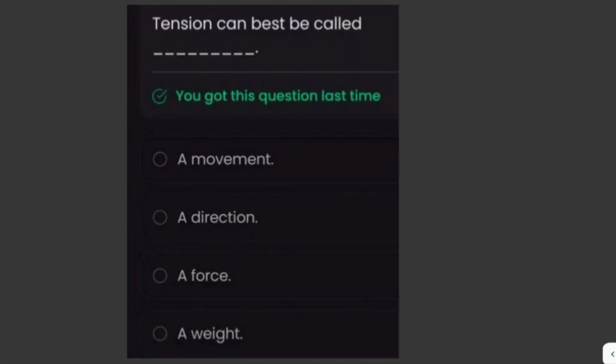Tension can best be called, or the answer here is, a force, since tension is the internal stretch force of an object like a rope.